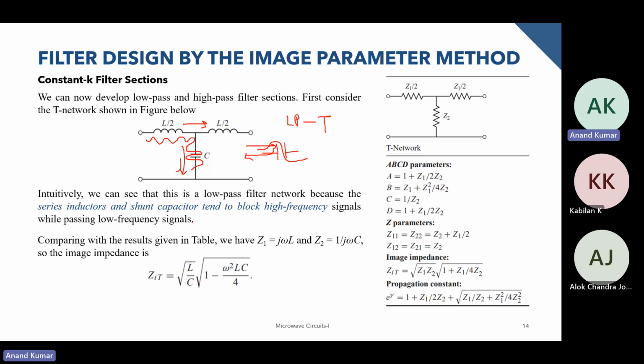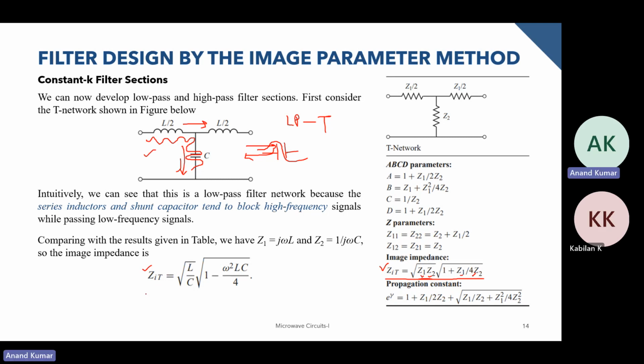So continuing with our discussion, from this particular table, we have the expression for the image impedance for T network, which is given by root over Z1 Z2 multiplied by root over 1 plus Z1 by 4 Z2. So from the table we have this expression, and once we substitute the value of Z1 and Z2 over here, we get the image impedance expression for this low pass T network.